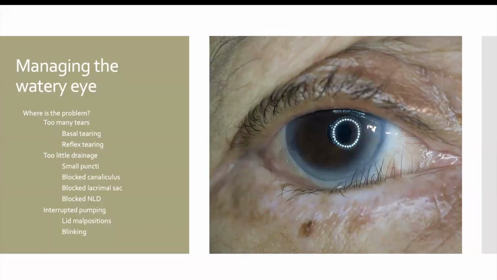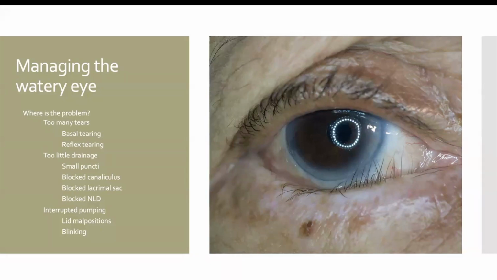So with basal secretions, there are certain drugs that you can give to reduce that autonomic disturbance. If there's a problem with irritation of the surface, treat the irritation. Is there any issue with where the lashes are pointing? Would the patient benefit from electrolysis? Do they need steroids to help settle ocular inflammation? So see whether or not the problem is with too many tears being produced. And then, is it too little drainage?